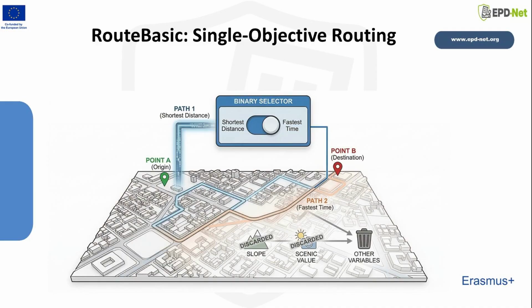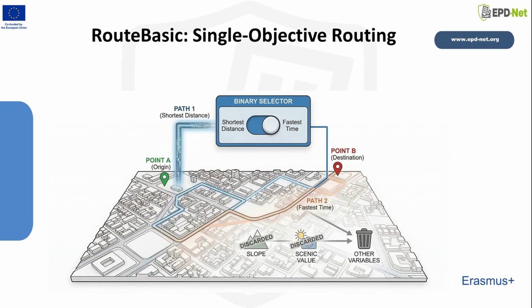However, Route Basic has limitations in advanced routing contexts. Because it optimizes only a single objective, it does not support trade-off analysis or complex decision-making involving multiple priorities. For this reason, Route Basic serves as a foundational routing service but is often insufficient for advanced operational and optimization scenarios.